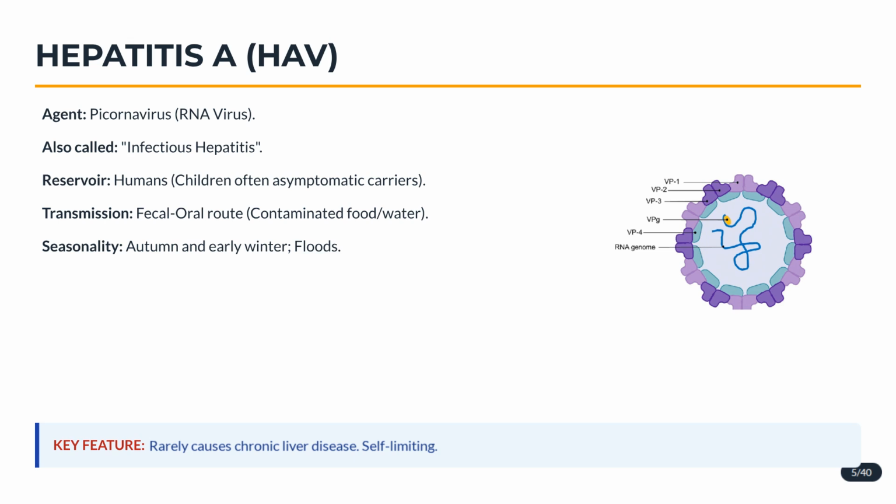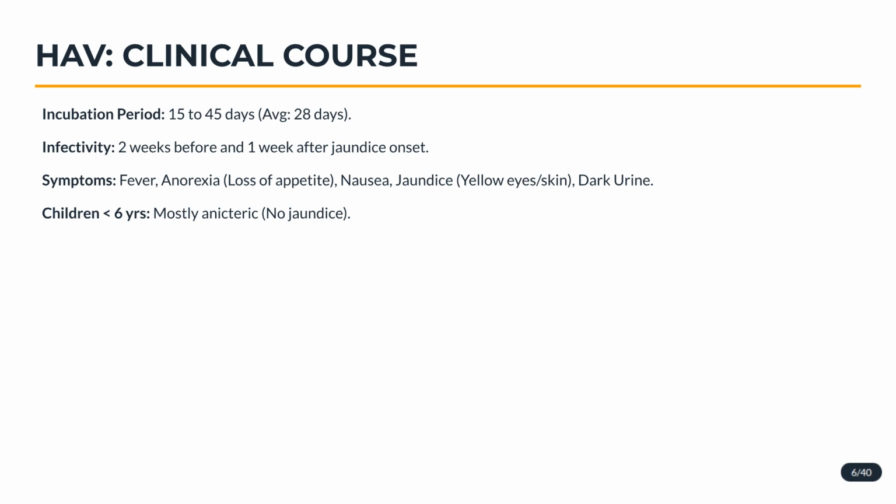Infectivity is highest 2 weeks before and 1 week after jaundice onset. Symptoms include fever, nausea, loss of appetite, and jaundice. Children under 6 years old are often anicteric, meaning they do not show jaundice.